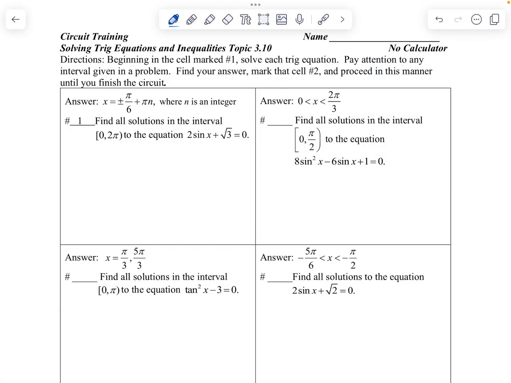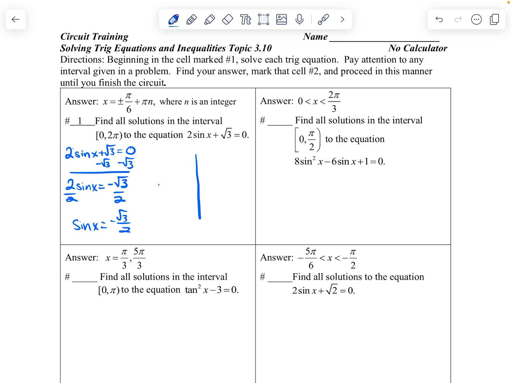So the first one on the circuit training, we are asked to solve. If I solve this, and this is a tight space, you might need another sheet of paper. 2 sine of x plus the square root of 3 equals 0. So minus square root of 3, and 2 sine of x equals negative root 3, divided by 2. So the sine of x equals negative root 3 over 2.